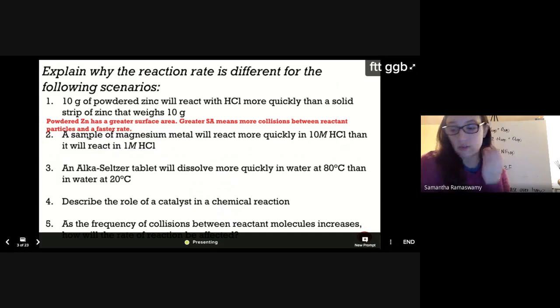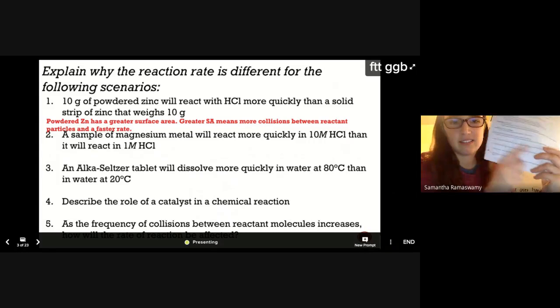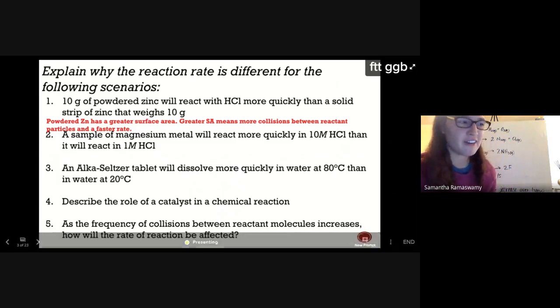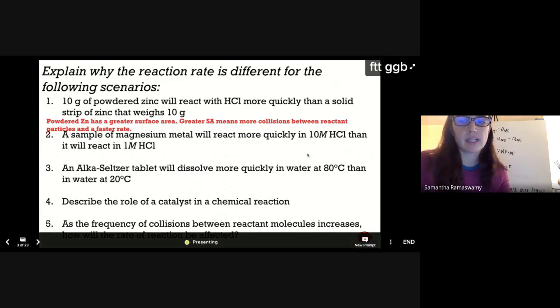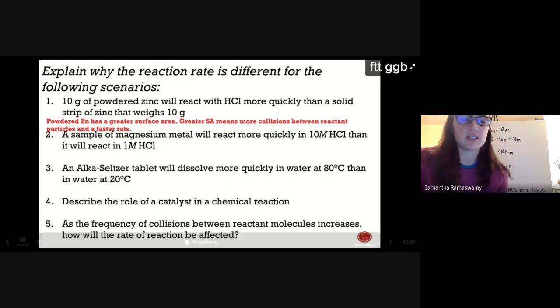So for the second one, what we can do is at least write in our notes for now. At the bottom of page 1, we'll just write these in, and then we'll make sure that at least the multiple choice questions work at the end. So for number 2, a sample of magnesium metal will react more quickly in 10 molar HCl than it will in 1 molar HCl. So here's what I want you to do when you're looking at questions like this.